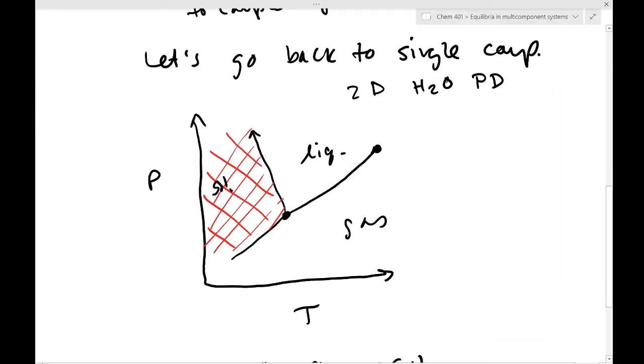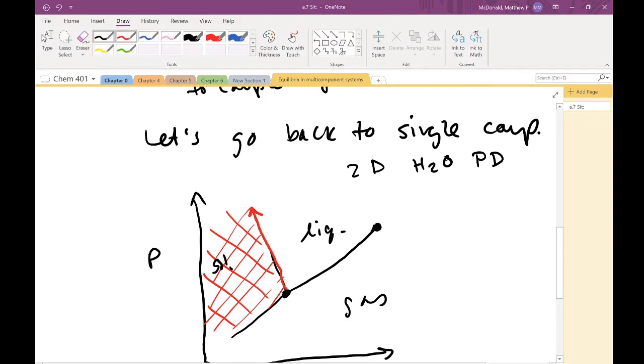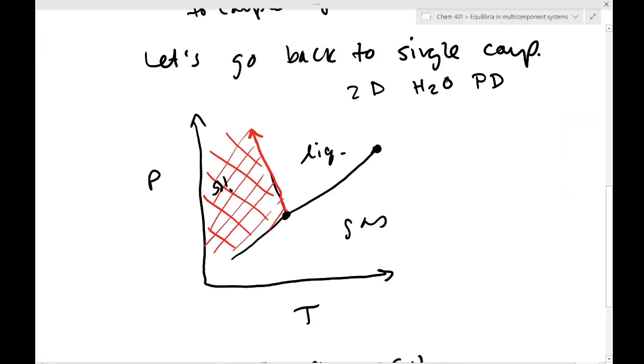If you said this line here, you are 100% correct. Along that line, you can have both a solid and a liquid in equilibrium with each other. If that's confusing to you, please make sure to go back and double check chapter 6, because that's basically what we talked about the entirety of the chapter.